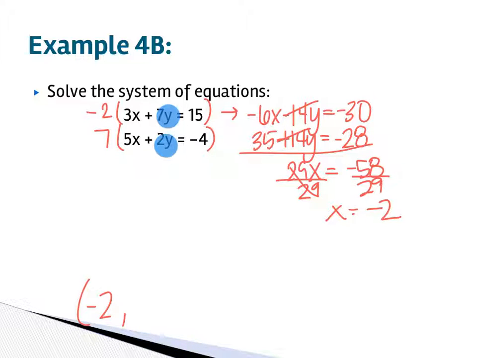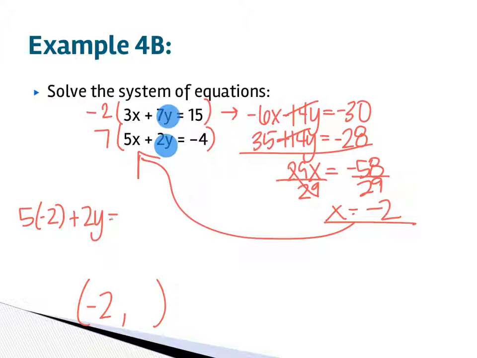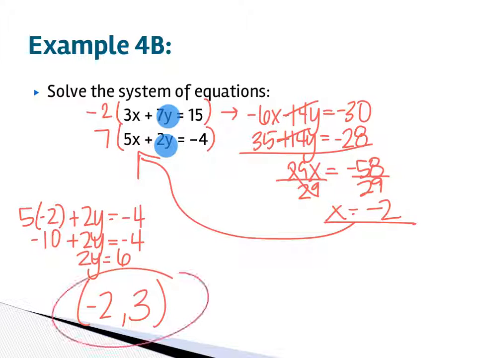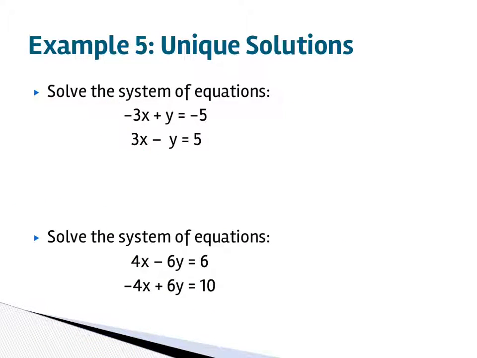Once you have x or y, the other one's easy. You just take what you've got and you plug it back into one of the equations. So this, I'll just do the bottom one. It doesn't matter. So it's going to be 5 times negative 2 plus 2y equals negative 4. And that's negative 10 plus 2y equals negative 4. Add 10 to both sides, so 2y equals 6. Divide both sides by 2, and you get y equals 3. So negative 2, 3 is your answer. Example 5.